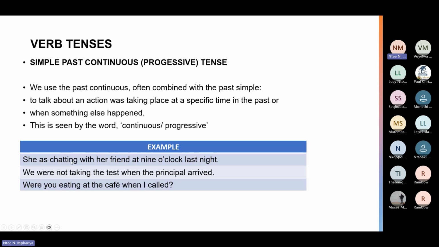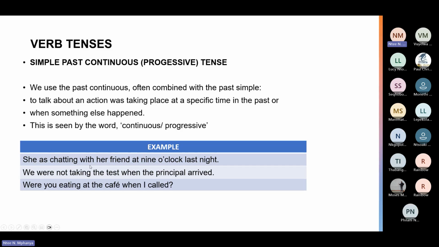She was chatting with a friend at 9 o'clock last night. This S should be was. She was chatting with a friend at 9 o'clock last night. Therefore, was, because she is third person singular form, and it's a pronoun, it will take was. Then chat takes ing.